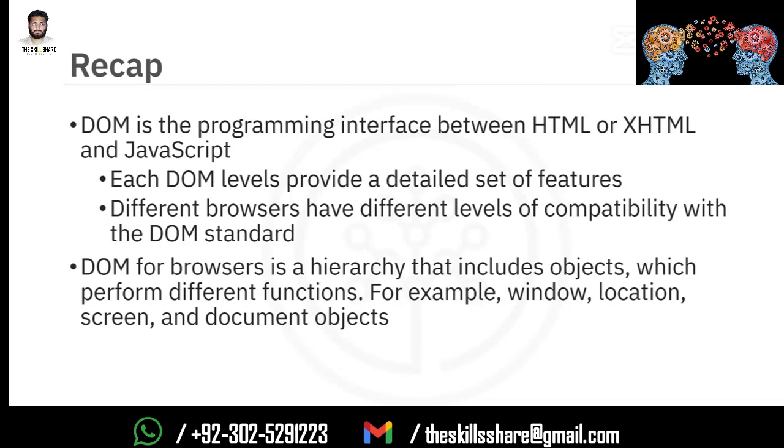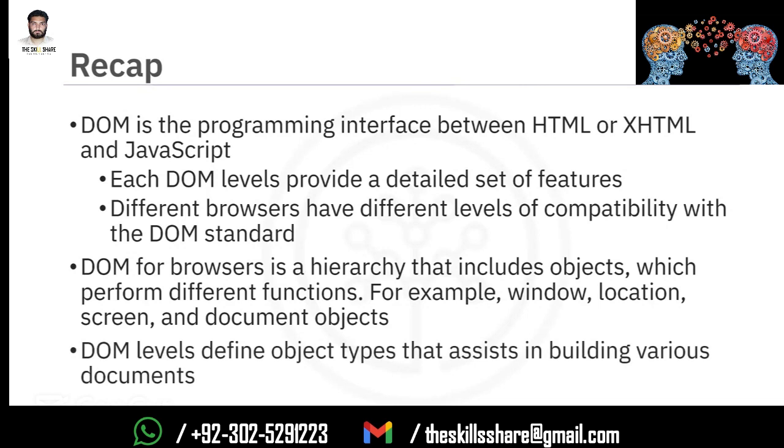The location object contains information about the URL of the page. Screen object derives information about the user's screen. And the document object provides access to all HTML elements within a page. DOM levels define object types, with which developers can build a variety of documents, from plain HTML documents for web pages to more complex forms.